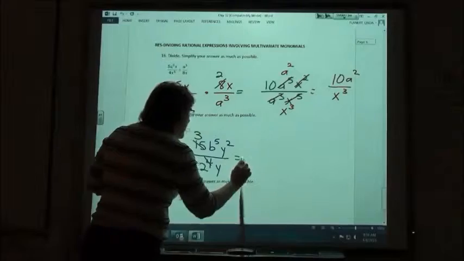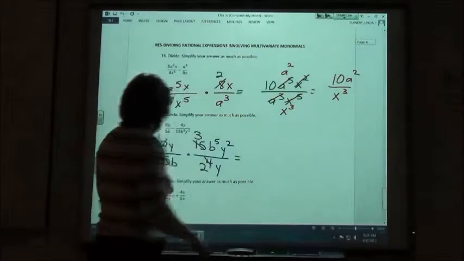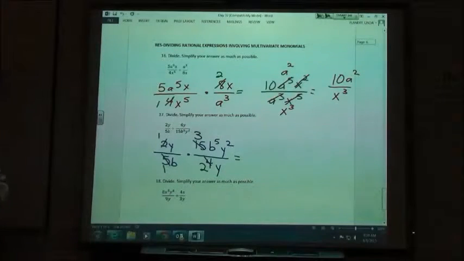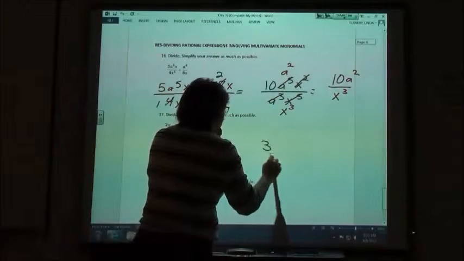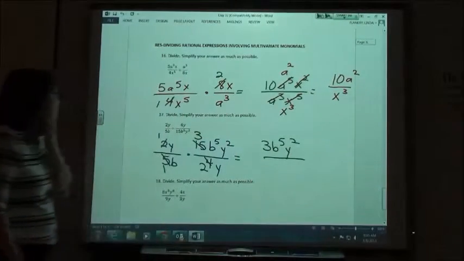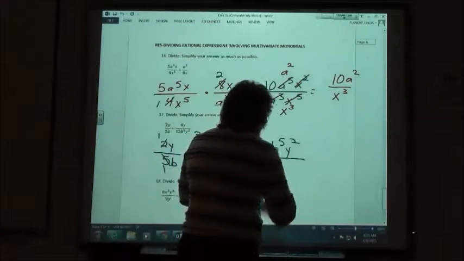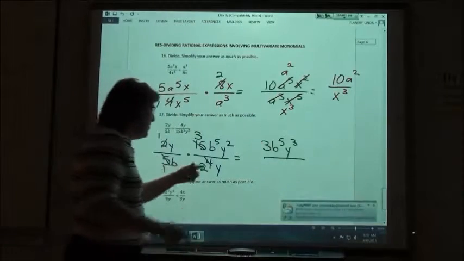So on the top we would get 15. Wait, no. I didn't do it. So you get 3b to the 5th y to the 3rd over 2by. 3b to the 5th y to the, whoops, 3rd. You said 3rd. Yeah. And I wrote 2nd. 3rd. Over 2by.